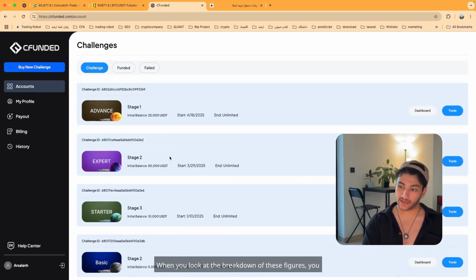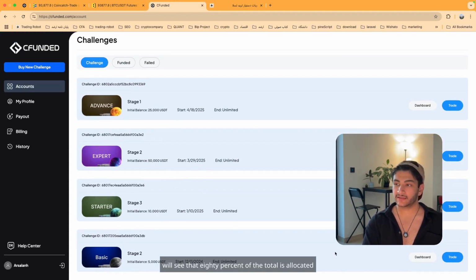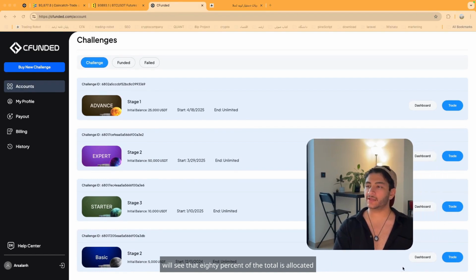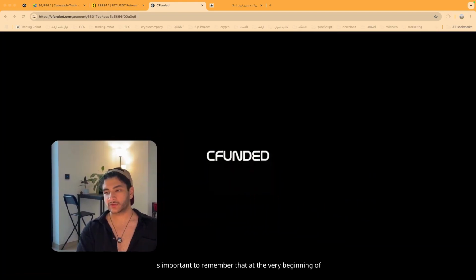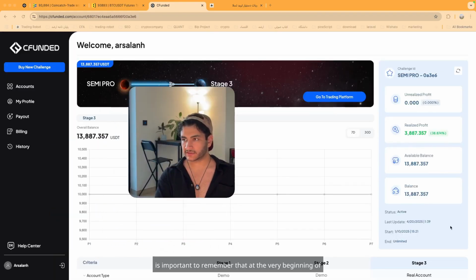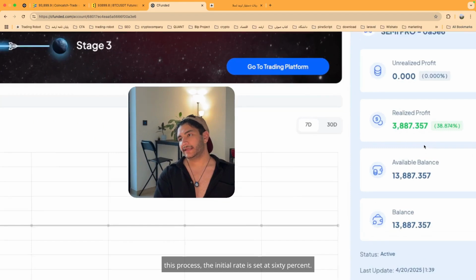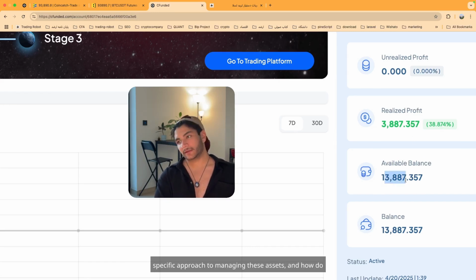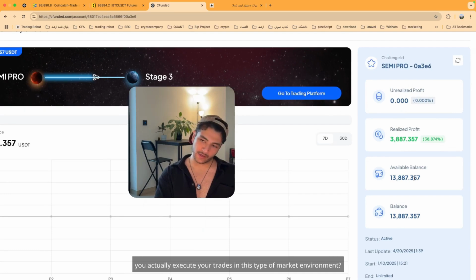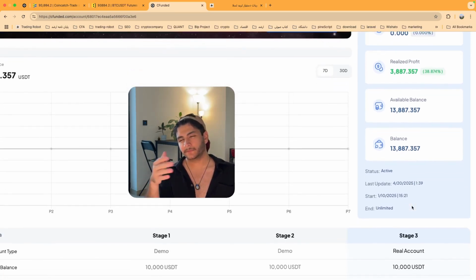When you look at the breakdown of these figures, you will see that 80% of the total is allocated specifically for the 3rd month of the cycle, but it is important to remember that at the very beginning of this process, the initial rate is set at 60%. Given these specific percentage shifts and the way the numbers evolve over this period of time, what is your specific approach to managing these assets? And how do you actually execute your trades in this type of market environment?